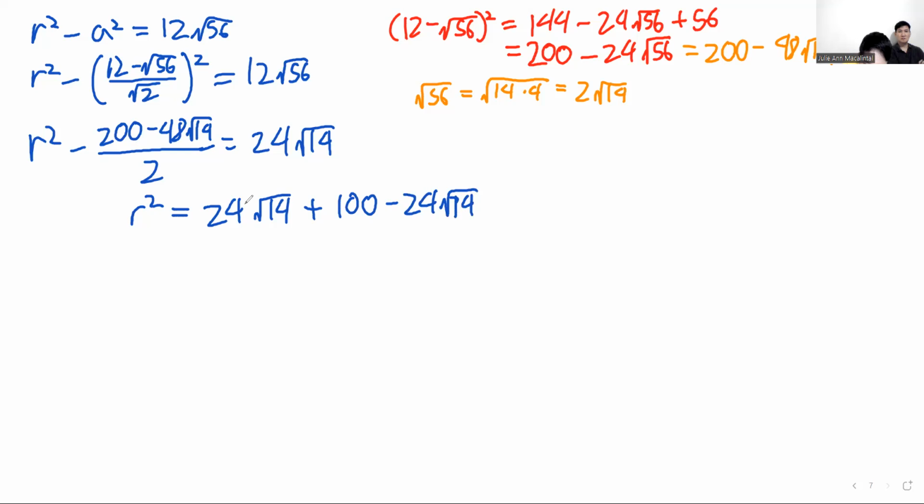Somehow, this is square root of 24. This is square root of 24. So they cancel. Yes. So somehow r squared is exactly 100. Since r cannot possibly be negative, r must be equal to 10. It cannot be negative 10. So r is plus or minus 10, but since r cannot possibly be negative 10 because there's no negative dimension, r is equal to 10. The radius. Yes. Nice.